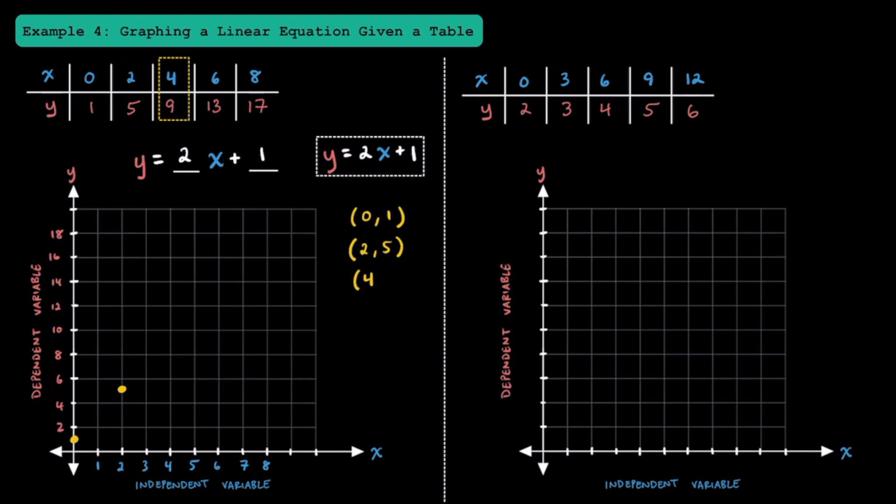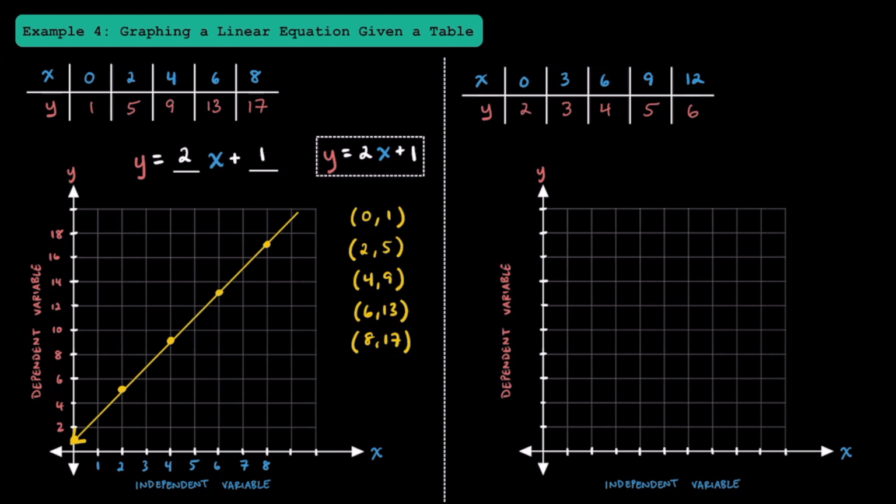Then we have (4, 9). From the origin, that's 4 to the right and 9 up, which is right here. Then we have (6, 13), which is right here. And finally, (8, 17), which is right about here.